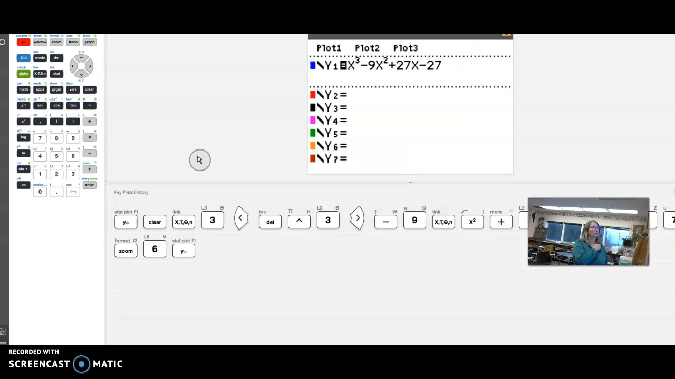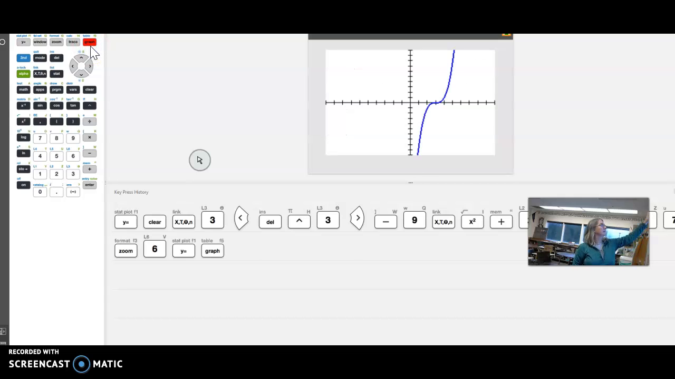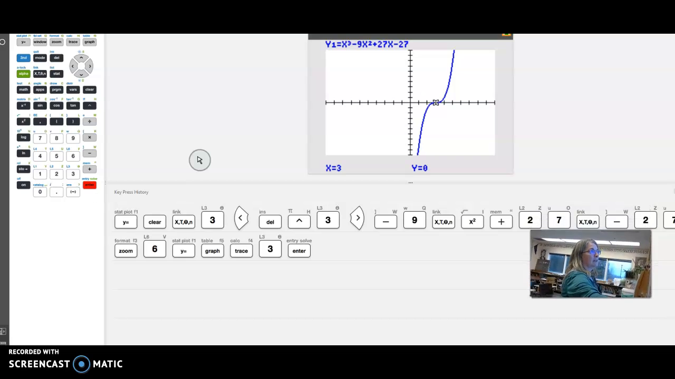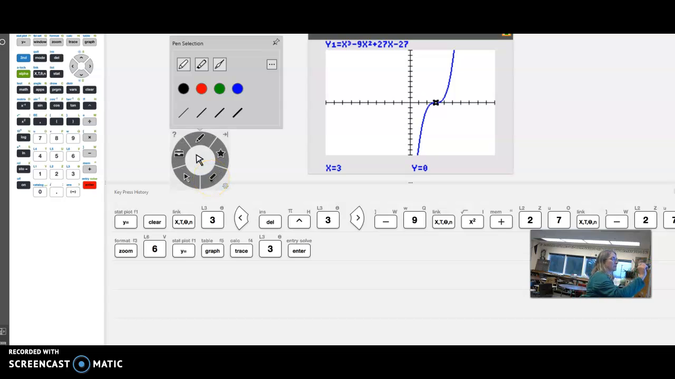So you can see that I put the equation into y1 in the graphing calculator, and if I graph this, you can see, trace to 3, we end up with a graph that crosses at 3, because that was my zero or my x-intercept, and it crosses through because it showed up an odd number of times, but it also has that little bend in it because it's an odd number of times that's greater than 1.